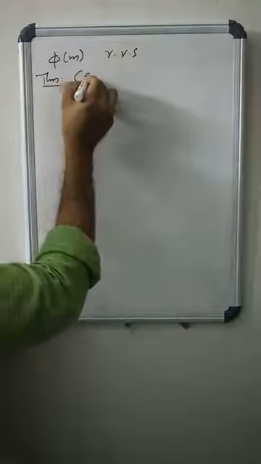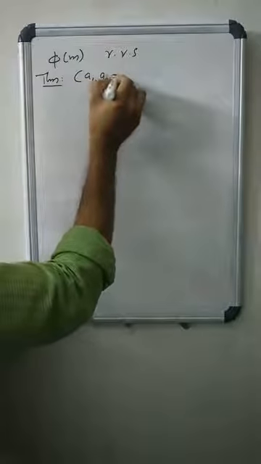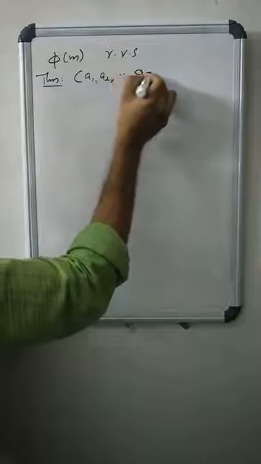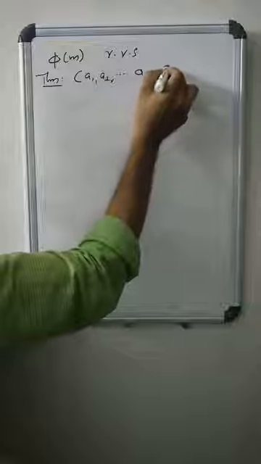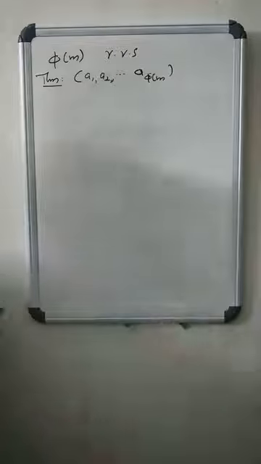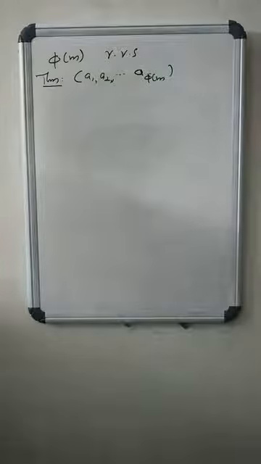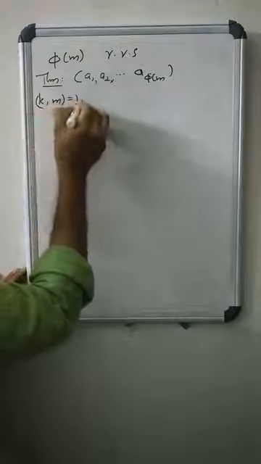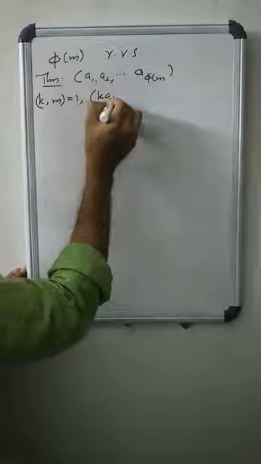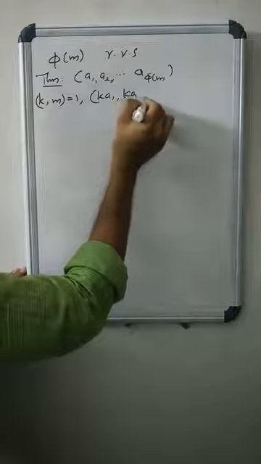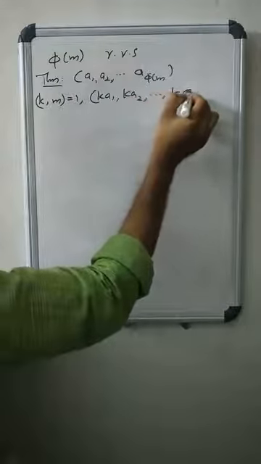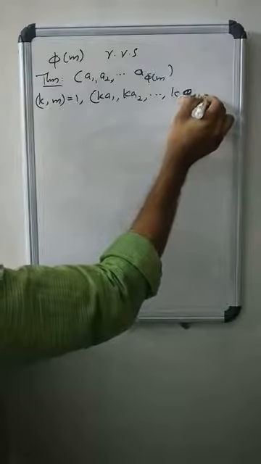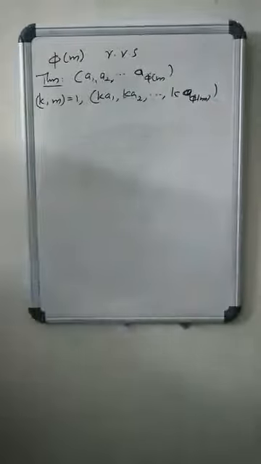If a1, a2, etc., a phi of m be a reduced residue system mod m, and if k and m are relatively prime, then the multiples ka1, ka2, etc., ka phi of m also form a reduced residue system mod m.